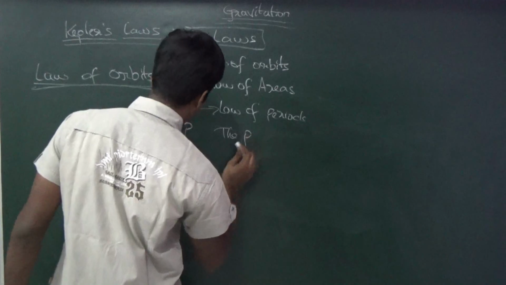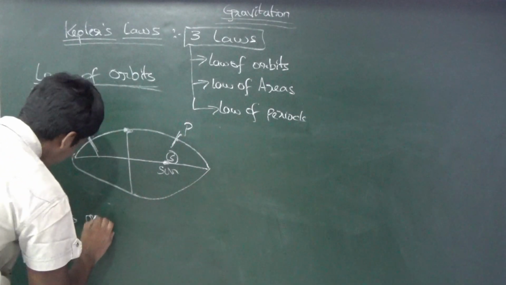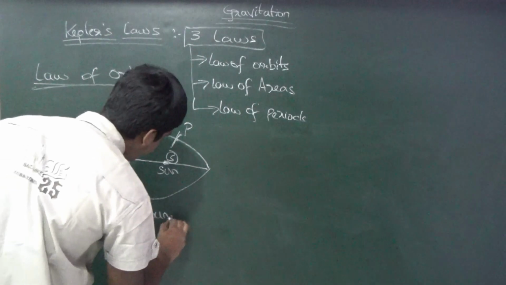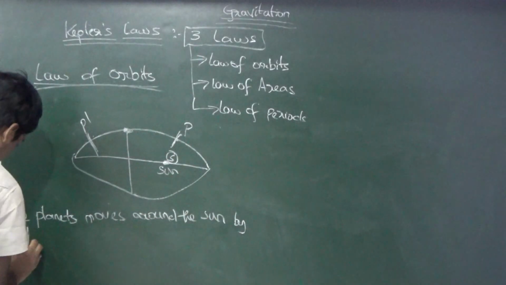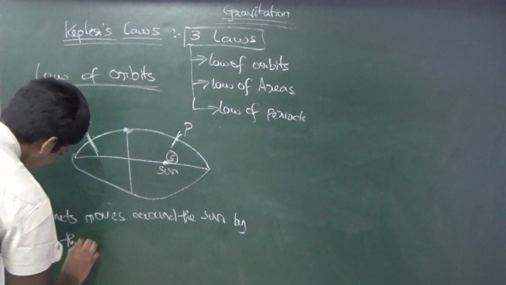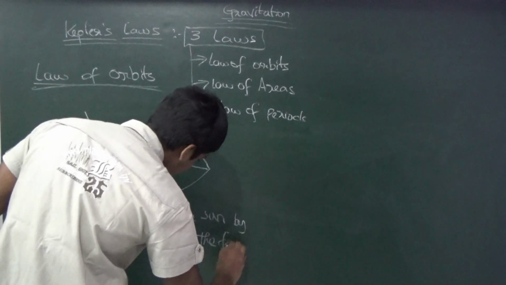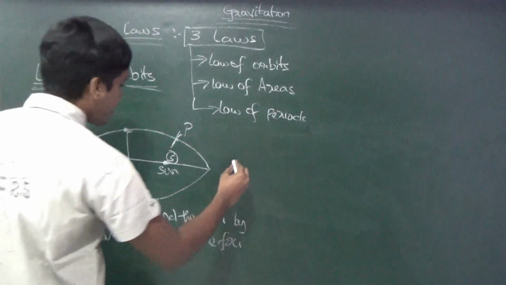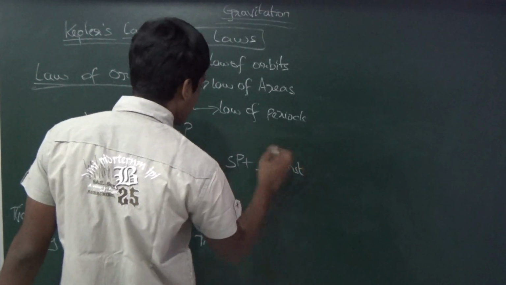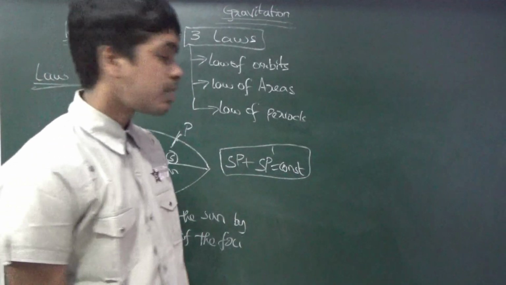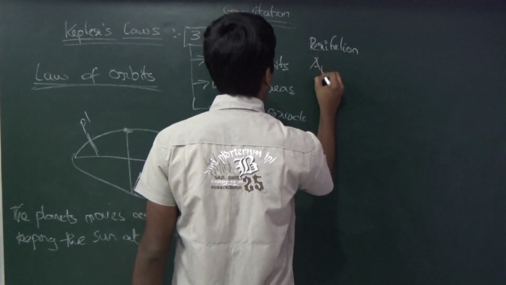So it states that the planets move around the sun by keeping the sun at one of the foci. So we can say, as the equation states, that SP plus SP dash is equal to constant. And there are two terms regarding this. One is perihelion and the second one is aphelion.